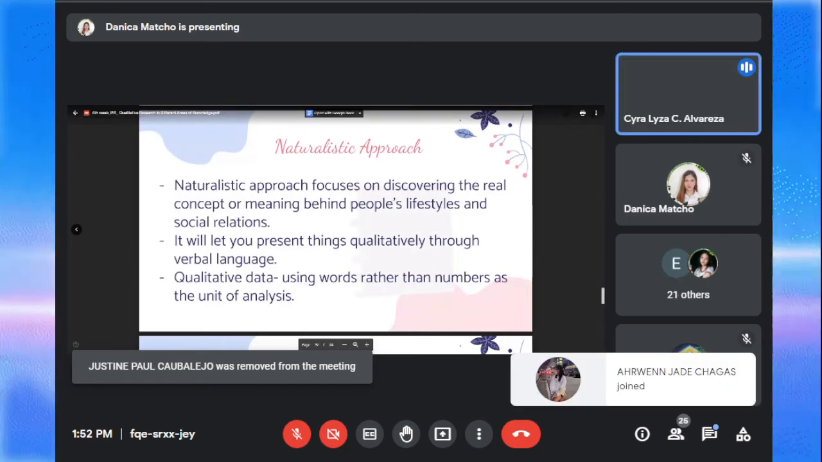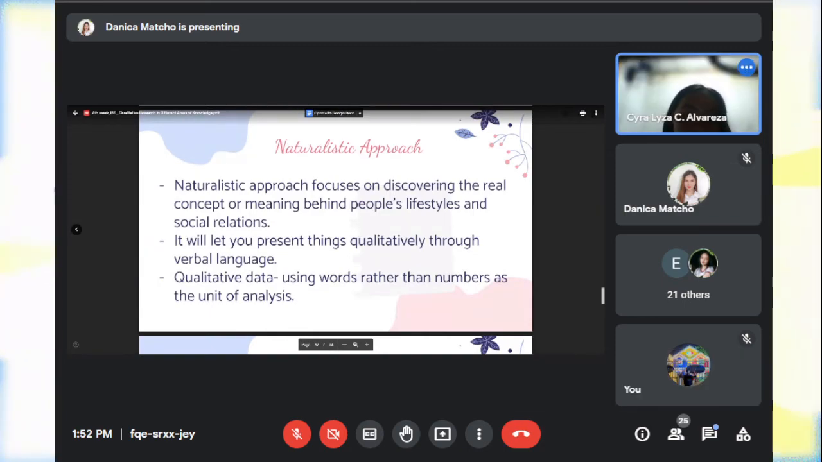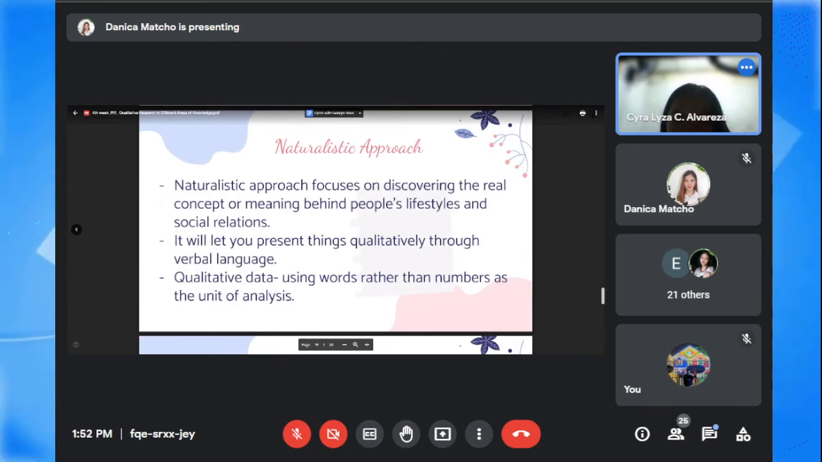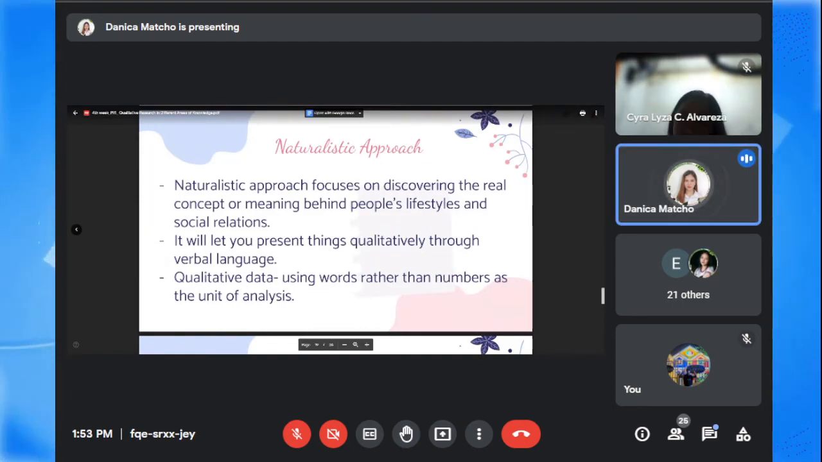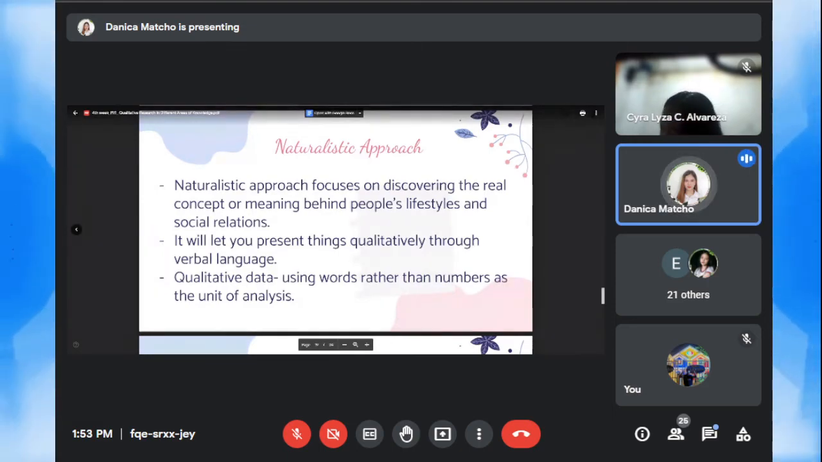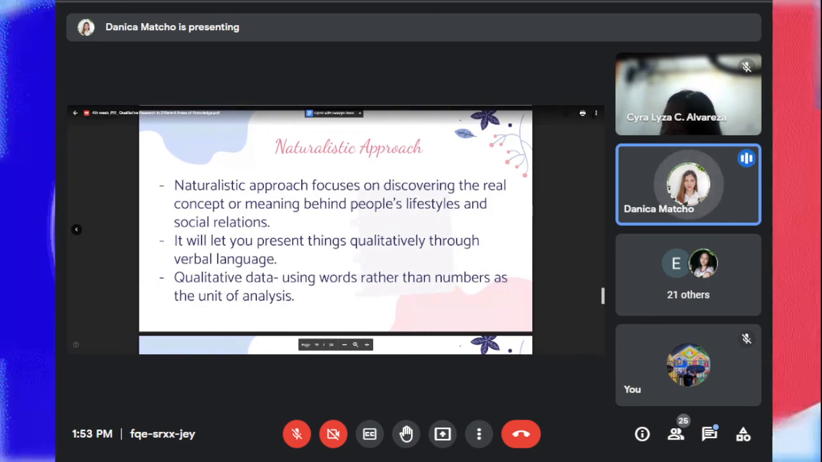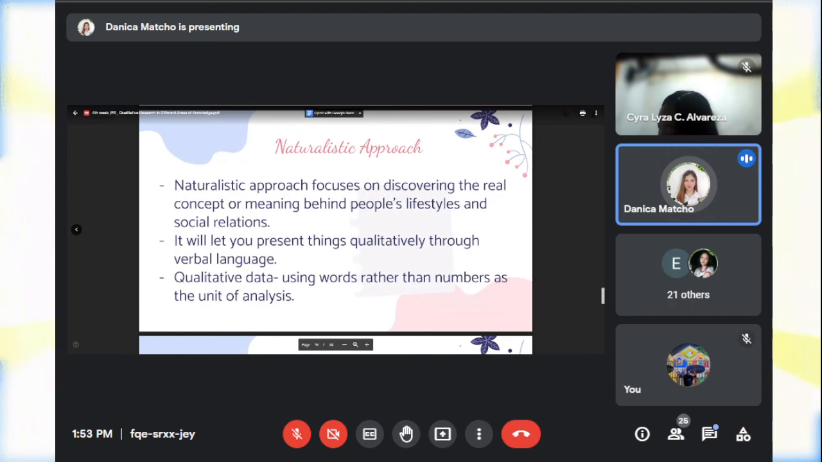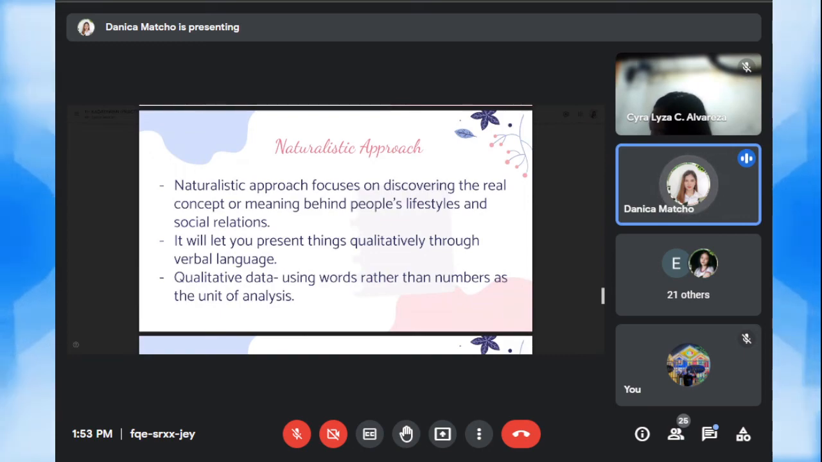Naturalistic approach focuses on discovering the real concept or meaning behind people's lifestyle and social relations. It will represent things qualitatively through verbal language, qualitative data using words rather than numbers as the unit of analysis. All right, thank you for reading that, Syra. So here in naturalistic approach, you're going to focus on discovering the real concept or the real reason behind people's lifestyle. No? Parang by asking why or how questions, you will be able to discover the real concept or meaning behind people's lifestyle and social relations.